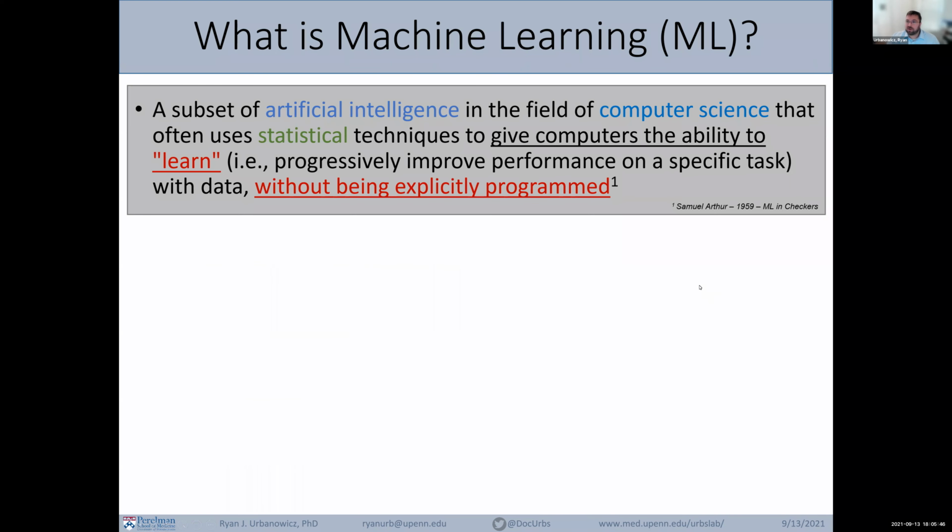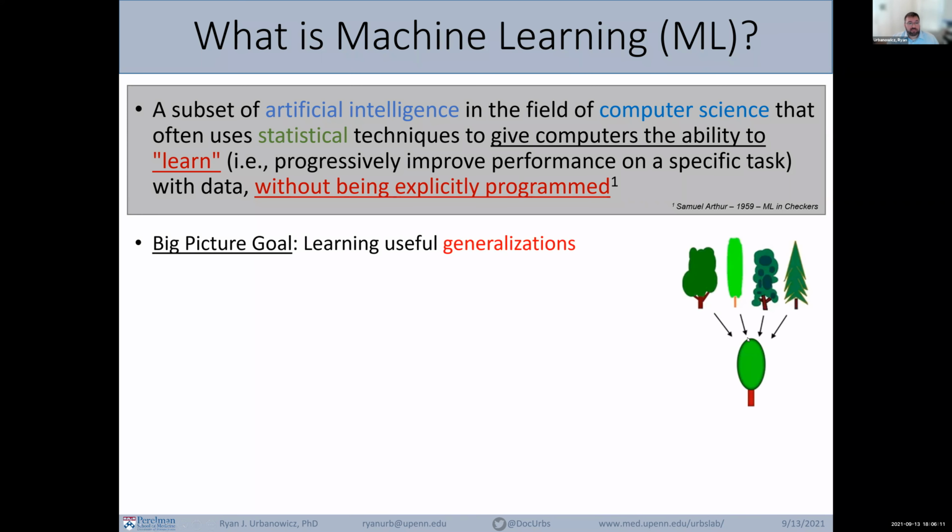So just to start, what is machine learning? I like this definition from Arthur Samuel. It's a subset of artificial intelligence in the field of computer science that uses statistical techniques to give computers the ability to learn or progressively improve performance on a task with data without, of course, being explicitly programmed like you would in something like an expert system.